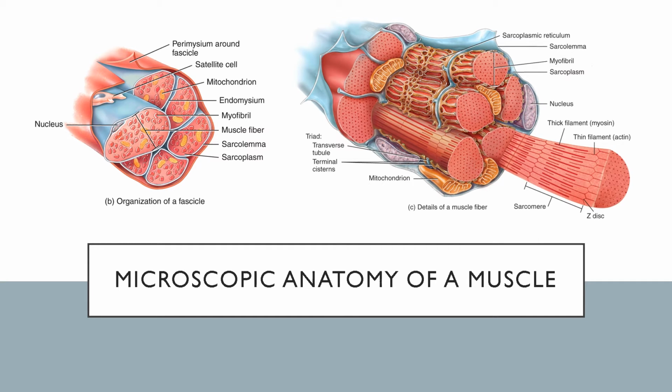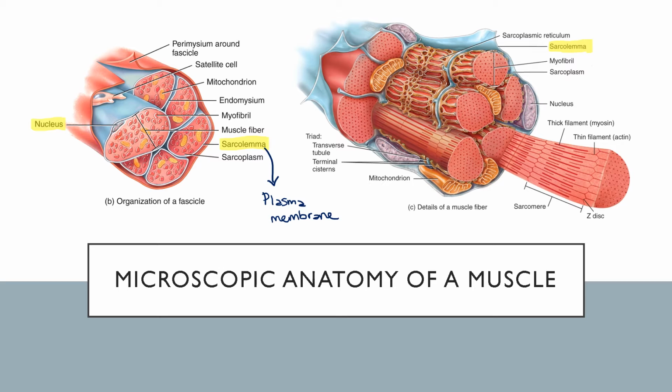Now let's look a little bit closer at the microscopic anatomy of muscle. The multiple nuclei within a skeletal muscle fiber are located just below the sarcolemma. Sarcolemma is a special name for the plasma membrane of a muscle cell. So the plasma membrane of muscle cells is called the sarcolemma. You can also see the sarcolemma on this picture on the right, a little bit more zoomed in, with a little more detail here.